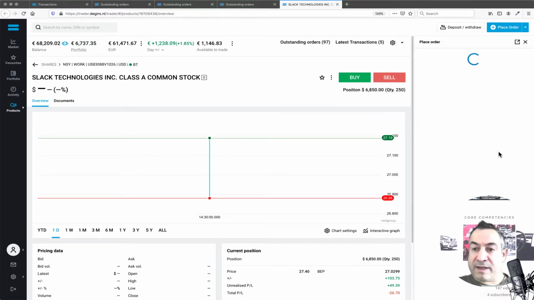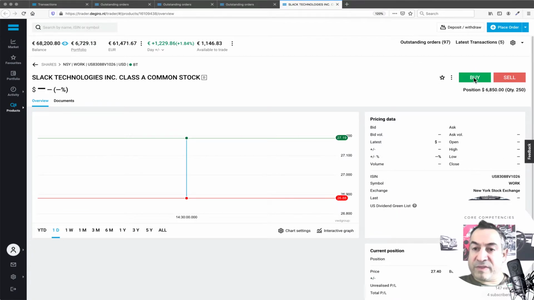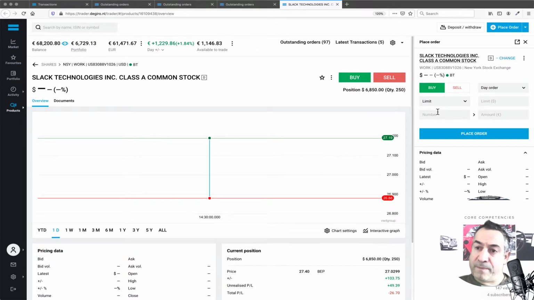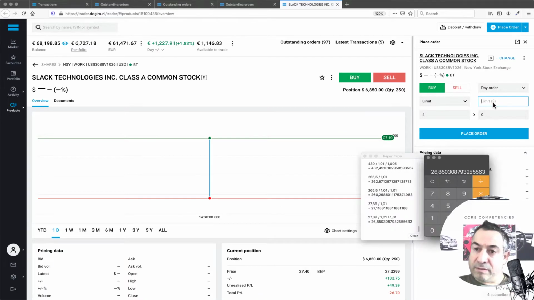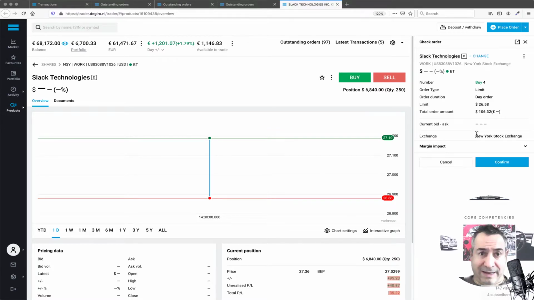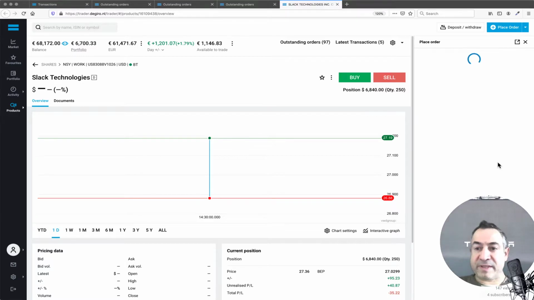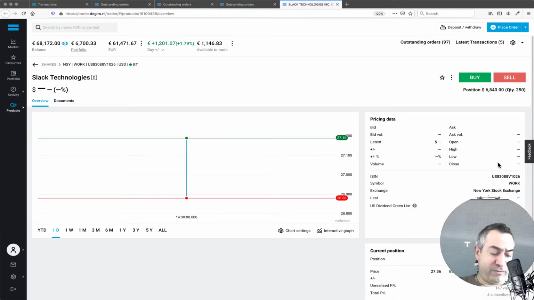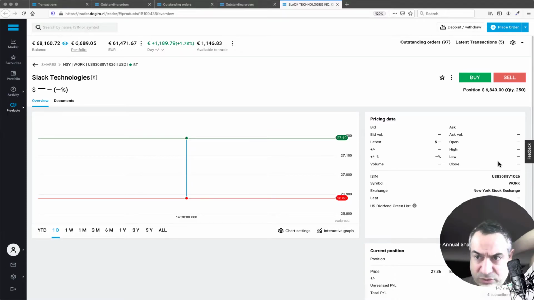And then we buy 4 at 26.58, which I doubt we will reach this level. Excuse me. I doubt we'll reach that level. It sounds like I have here this thing sticking out. Okay, we'll leave it there.